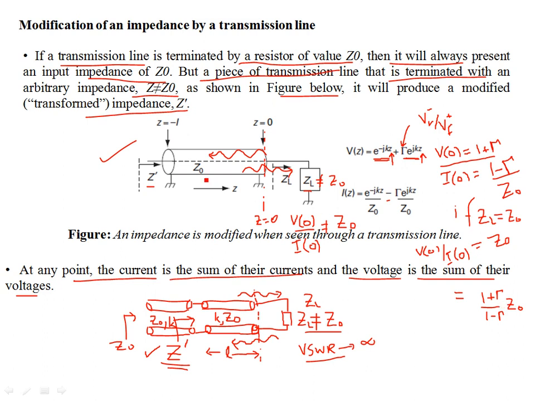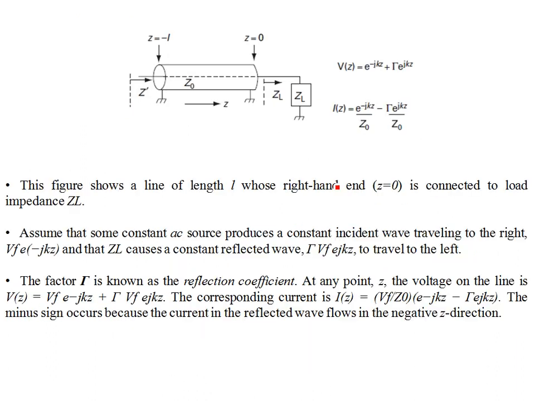Okay, so we are interested in finding what Z prime is if ZL is not equal to Z0. That's the objective. In order to do this, this figure shows a line of length small l, from 0 to small l. So it has a finite length, and that's the physical length. If you recall, we discussed previously that this physical length is different from the electrical length. The electrical length is scaled.